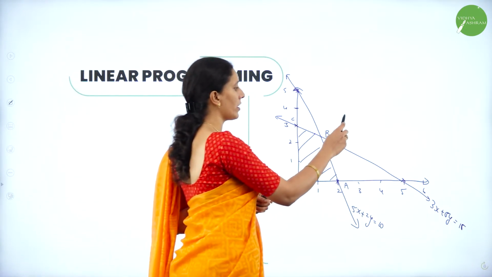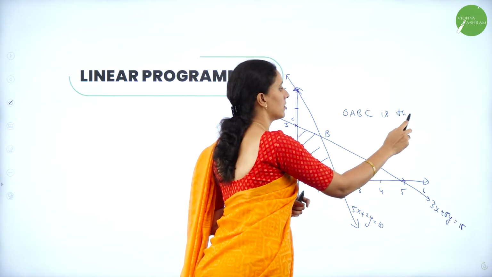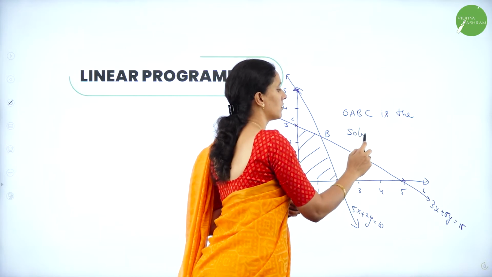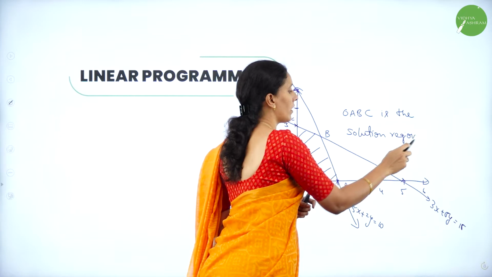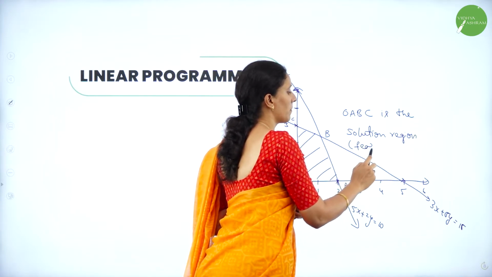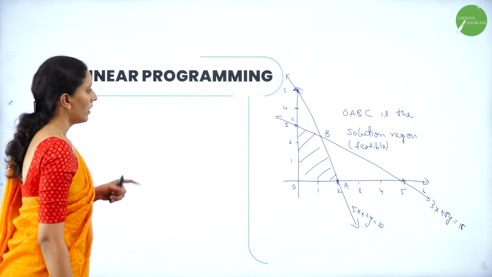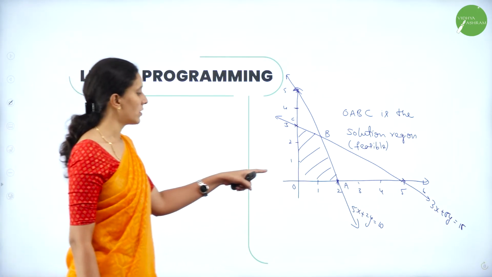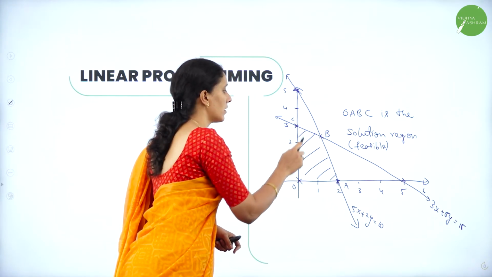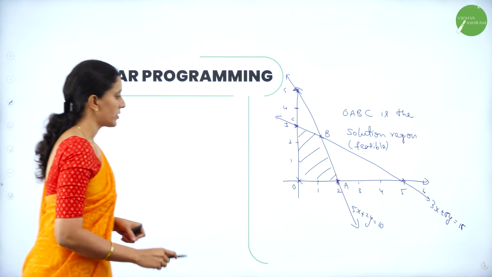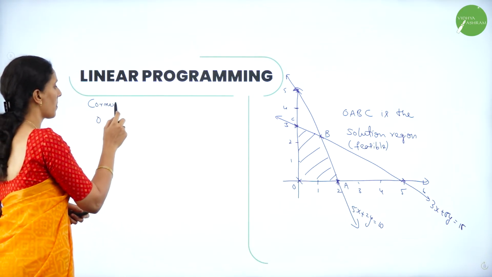So here I can write it as OABC is the solution region. Sometimes we can also write it as feasible, which is nothing but solution. Now write the points of this. These are called corner points. So mark these corner points here.